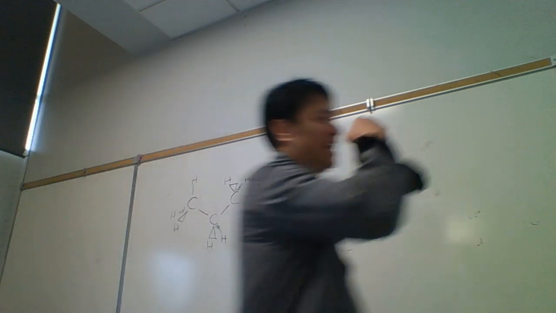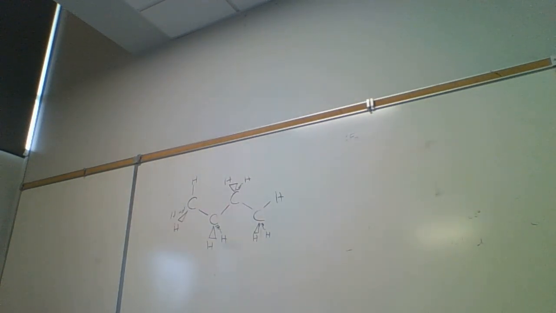Isobutane's the same. This is in the plane, so one wedges out, one dashed in. This one that's wedged out, they don't put a hydrogen, they put a methyl group there. Methyl is also tetrahedral, so it shows this kind of shape to it.